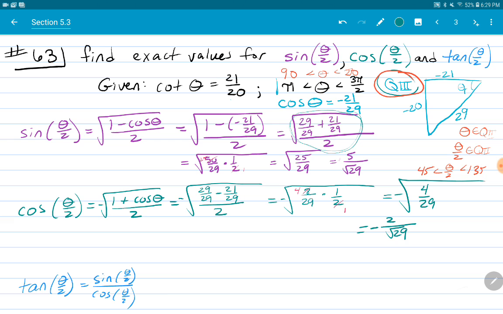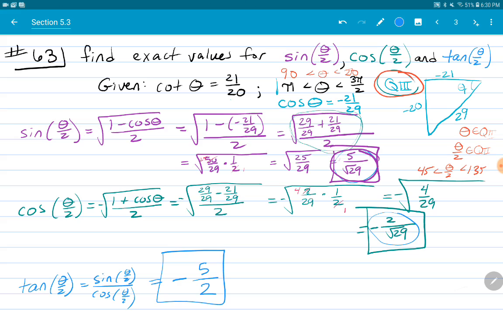All right, last step is to find the tangent, and we already have sine and cosine, so let's see if those divide nicely. They have the same denominator, so if I take this one divided by that one, I end up with negative 5/2, since those denominators drop out when I divide them. And there are my final answers. Sine of theta over 2 equals 5 over radical 29. Cosine of theta over 2 is negative 2 over radical 29. And tangent of theta over 2 is negative 5/2, or negative 2 1/2.